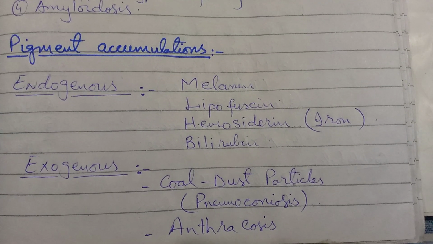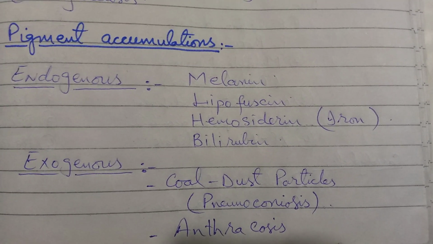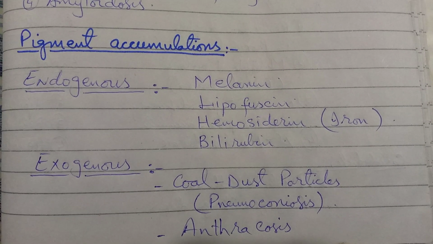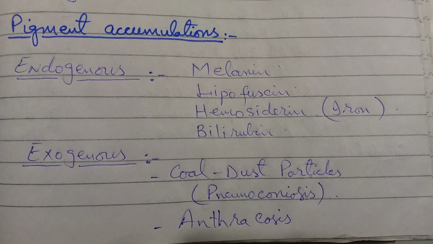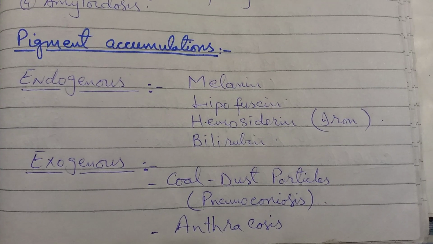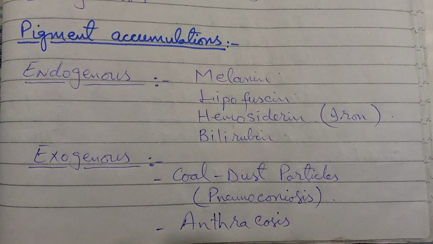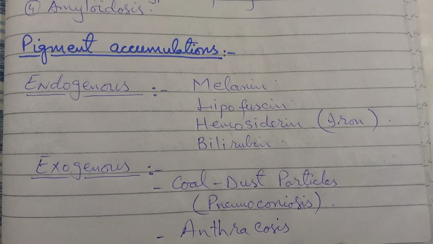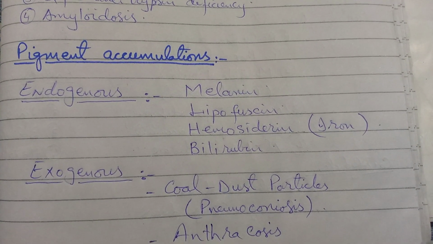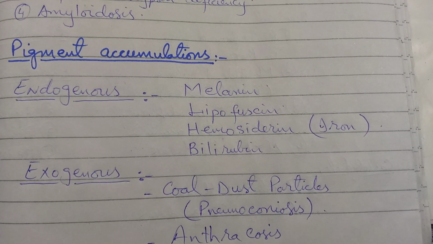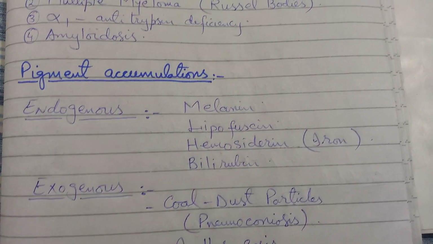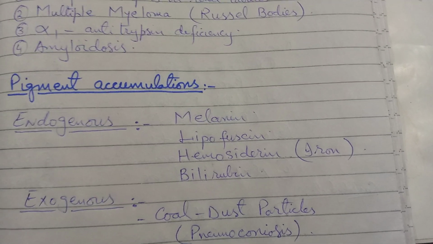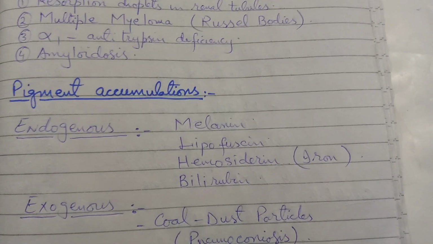Exogenous pigments include coal dust particles, and this clinical condition is called coal workers pneumoconiosis. Second clinical type is anthracosis. Students, both of these are dust diseases in which pigments accumulate inside the lung parenchymal cells. So it was a brief overview of different types of accumulations inside the cells.